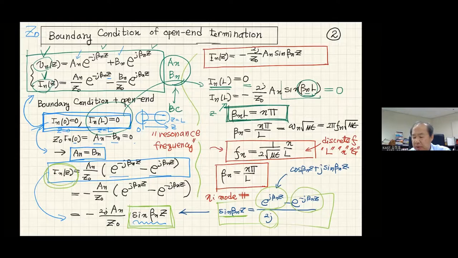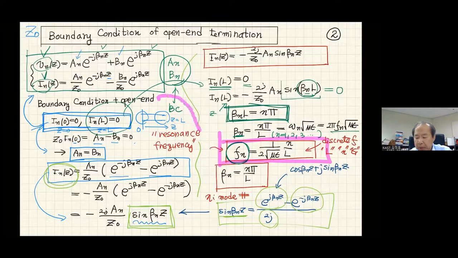This is mathematics for high school level. Because of that, beta N can be rewritten as N pi divided by L. N could be 1, 2, 3. These are mode numbers. Because beta N is of the form 2 pi Fn square root of mu epsilon, we can obtain the frequency that meets the boundary condition: 1 over 2 square root mu epsilon, times N divided by L. So I would like to shortly discuss the meaning of this equation.